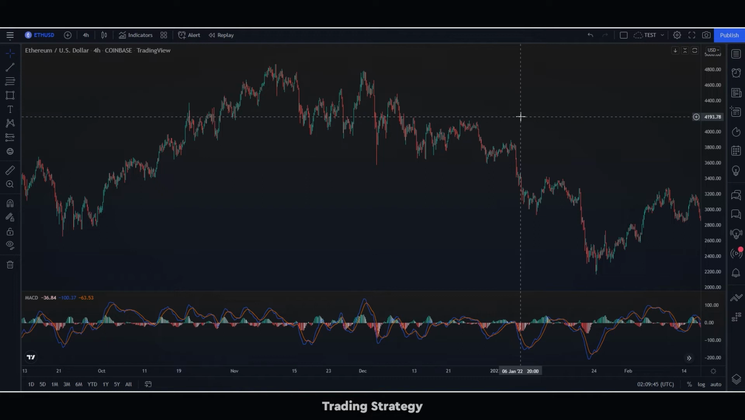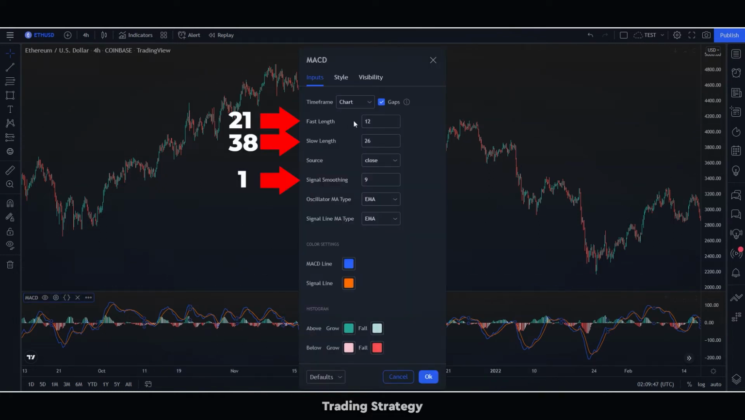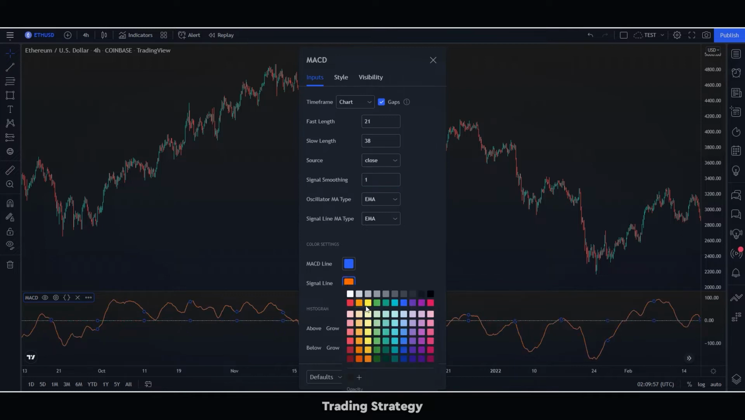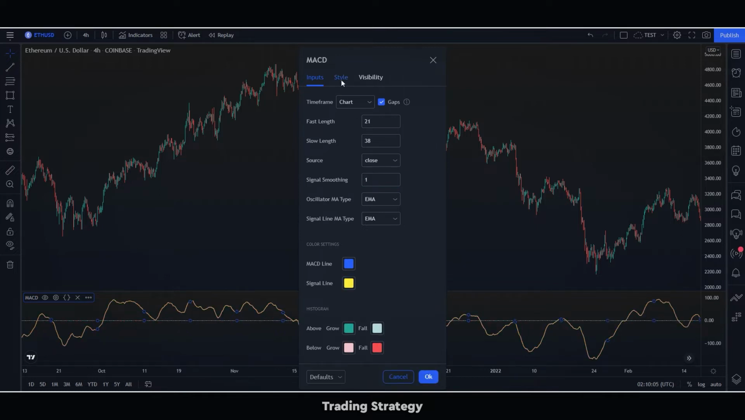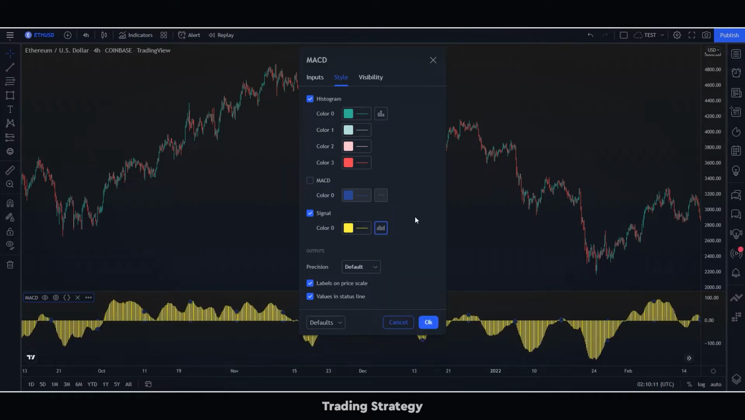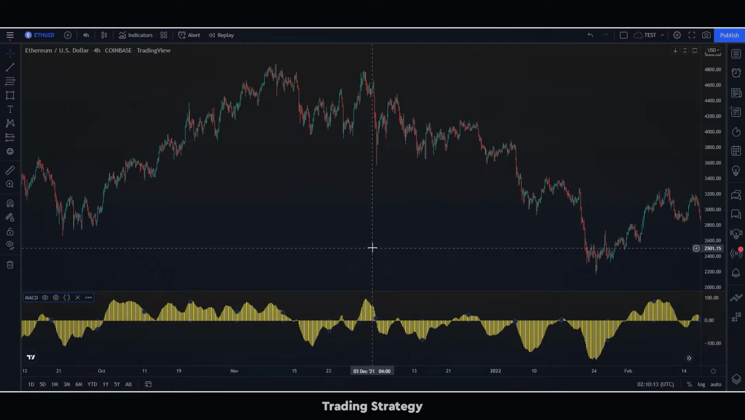We will configure this indicator with the parameters of 21, 38, 1. For the signal line, we will change the color to yellow. The MACD line, we will deactivate it. And to the signal line, in addition, we will change the type of line to histogram. Once configured, we should have something like this.